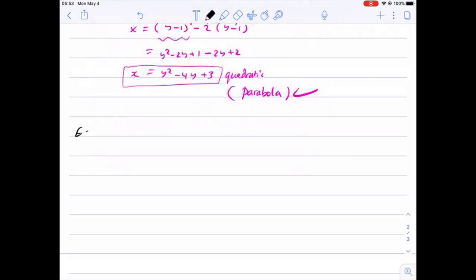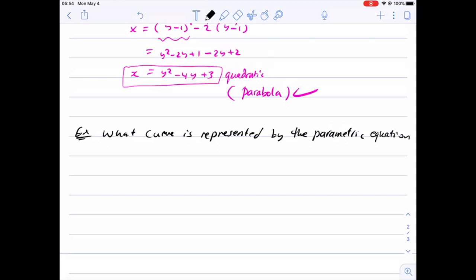Let's take another example. Now, what curve is represented by the parametric equations x equals cosine t, y equals sine of t, where t is from 0 to 2 pi?